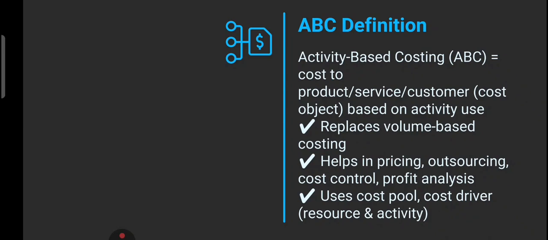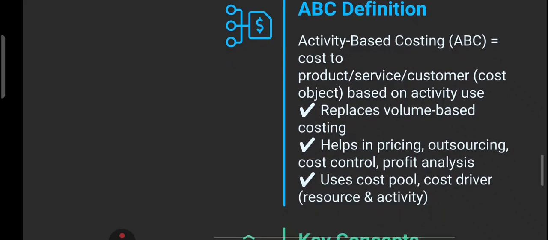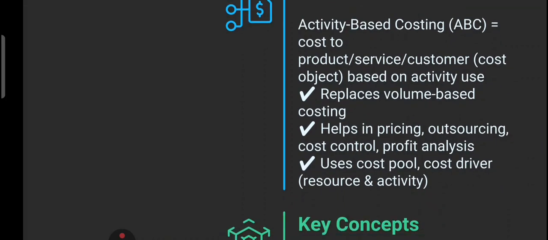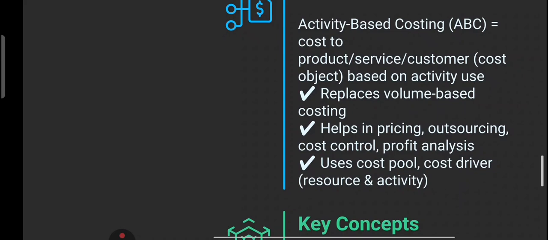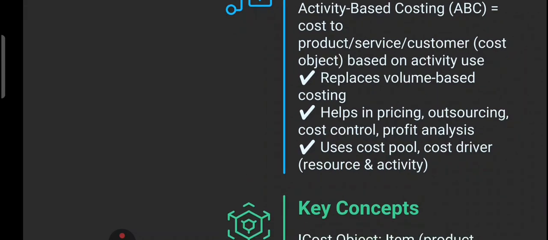So basically we assign cost to product, to services, to customer based on the actual activity they consumed, right? ABC costing helps us to answer some questions like, what are we really spending, where are we really spending money, which customer or product are driving the cost.